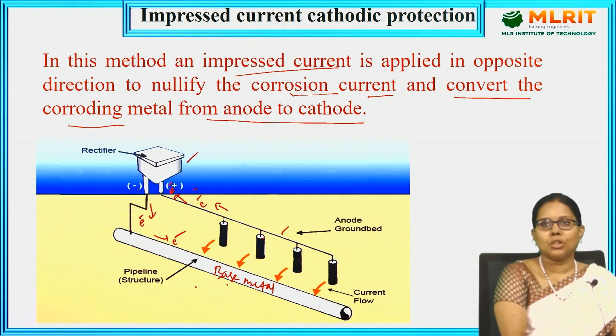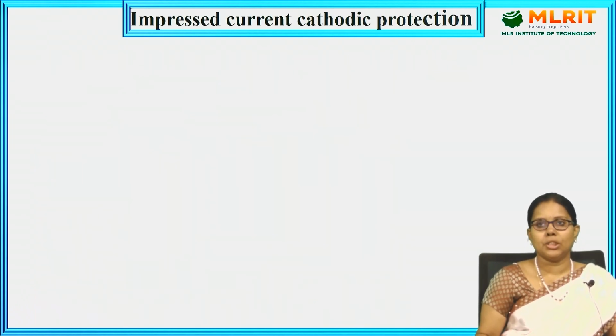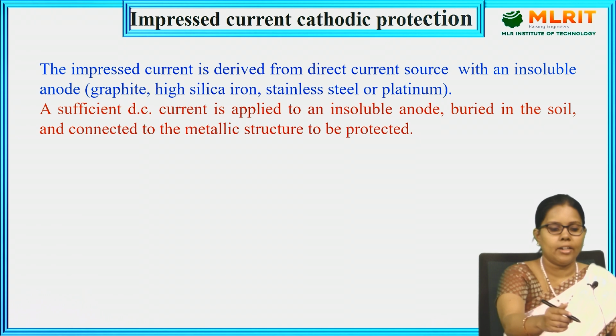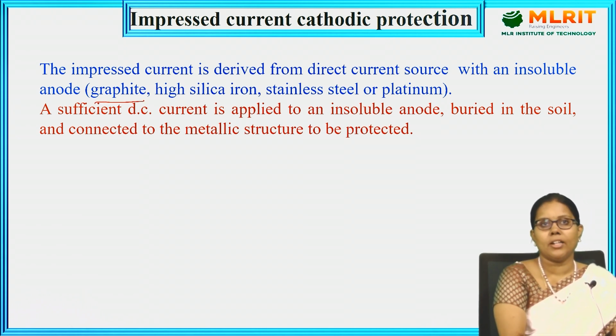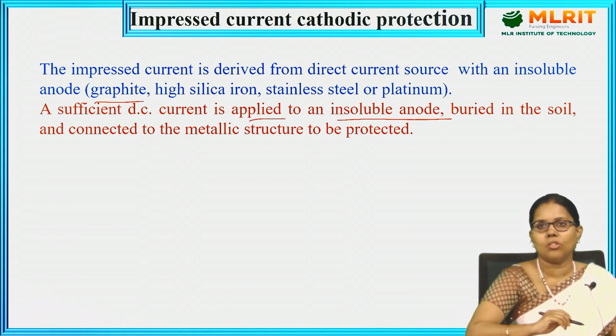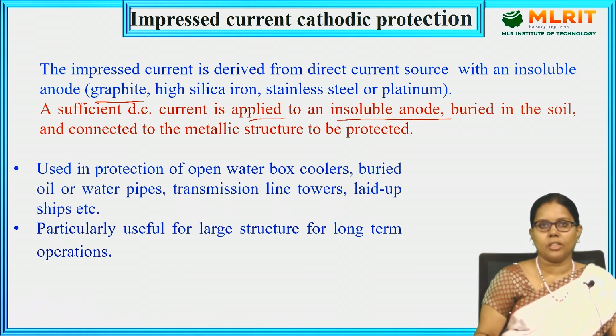So actually the corrosion current takes place and this base metal gets corroded. The corrosion current should be nullified by supplying an external current called DC current by using a battery or any energy source. The impressed current is derived from a direct current source. With an insoluble anode like graphite, high silica iron, stainless steel or platinum, a sufficient DC current is applied to an insoluble anode buried in the soil and connected to the metallic structure to be protected.